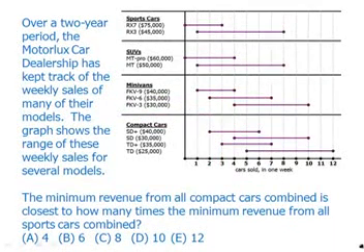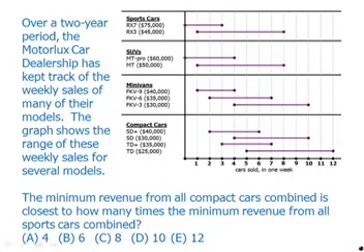Here's another unconventional graph. Pause the video and then we'll talk about this. So this graph shows over a 2-year period the weekly sales of many models of cars. And of course the models are broken up by type: sports cars, SUVs, minivans, and compact cars. And so for each one, we're getting a range. What's the most cars that they sold in a week? What's the fewest cars they sold in a week? So now the question is, the minimum revenue from all compact cars combined is closest to how many times the minimum revenue from all sports cars combined?